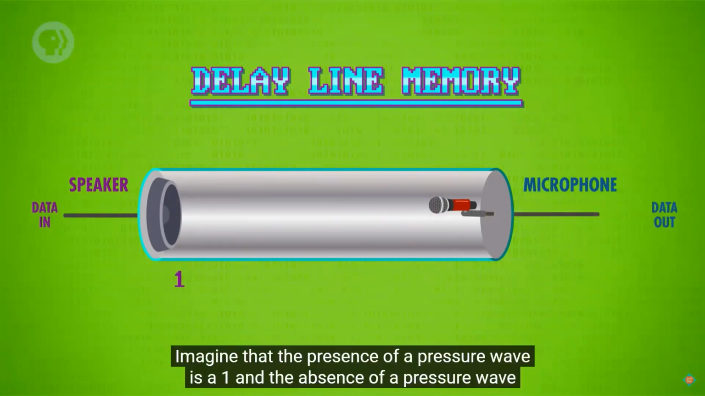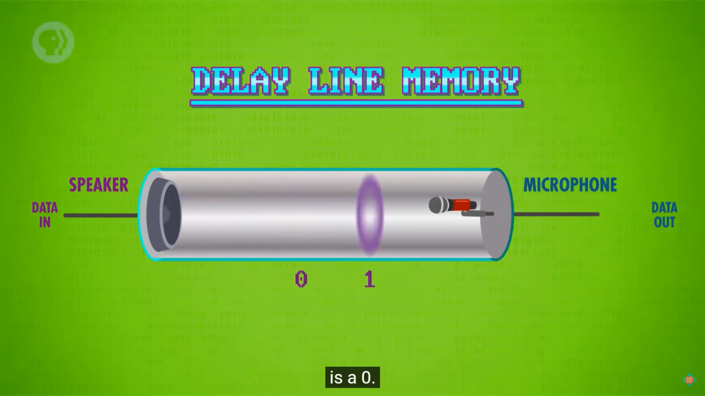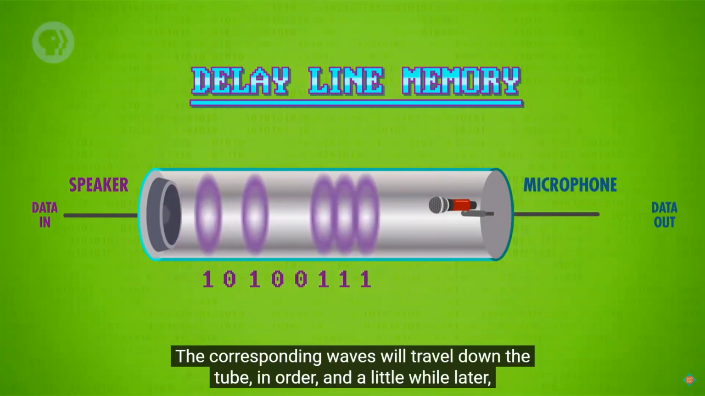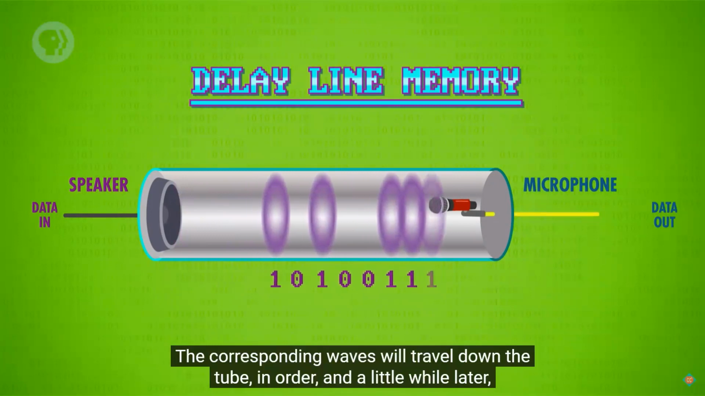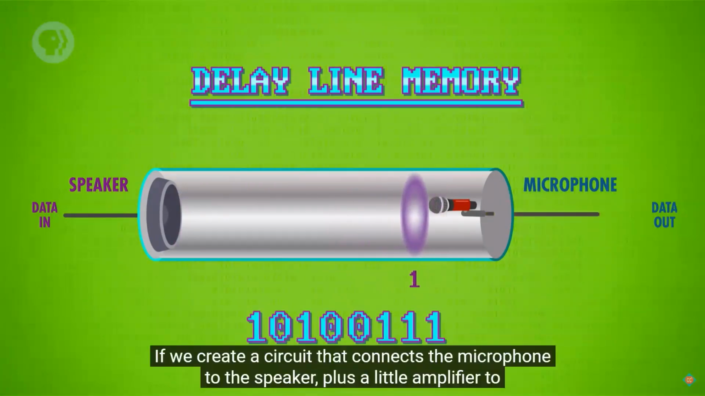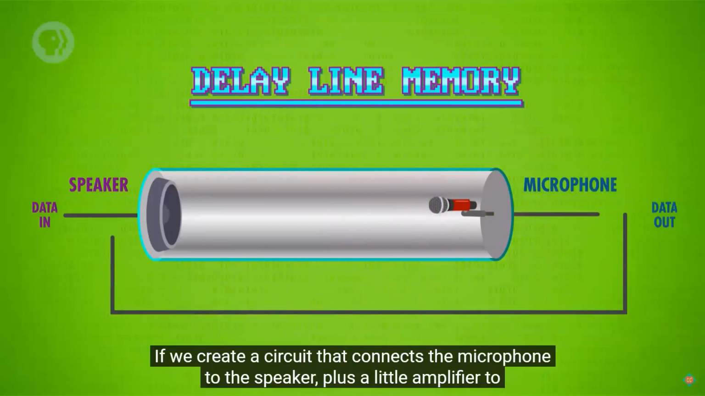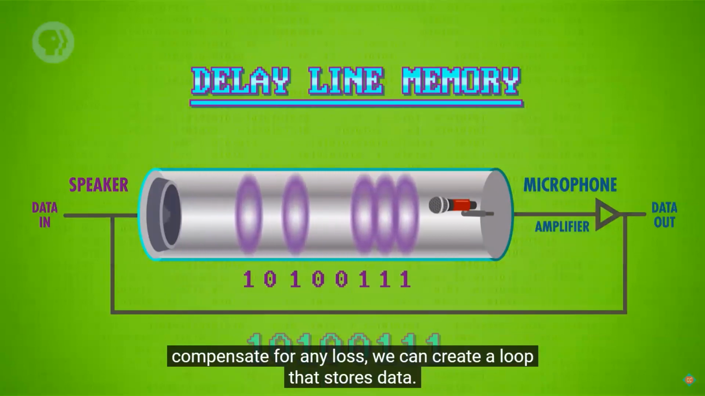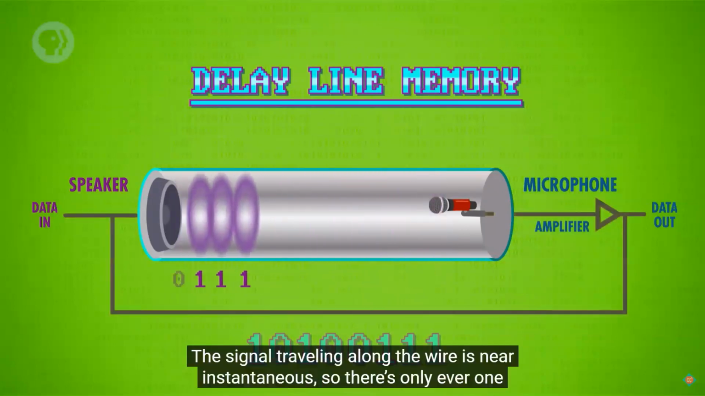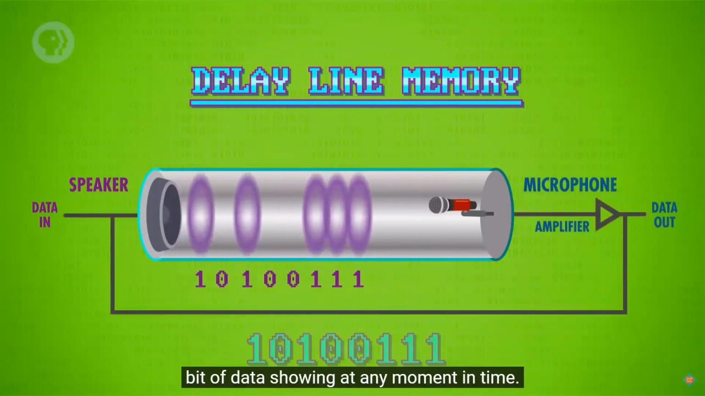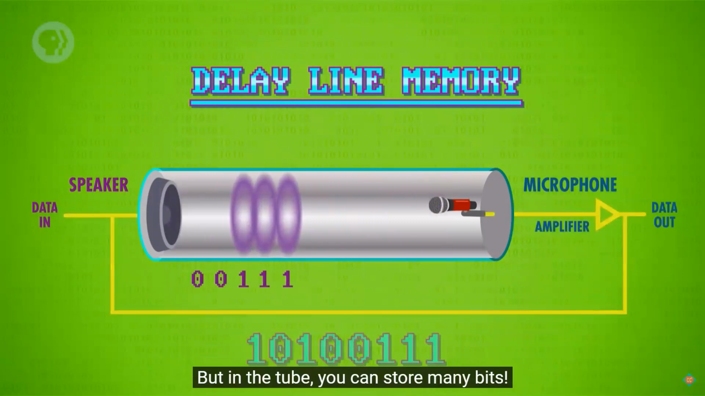Imagine that the presence of a pressure wave is a 1 and the absence of a pressure wave is 0. Our speaker can output a binary sequence like 10100111. The corresponding waves will travel down the tube in order, and a little while later hit the microphone, which converts the signal back into ones and zeros. If we create a circuit that connects the microphone to the speaker, plus a little amplifier to compensate for any loss, we can create a loop that stores data. The signal traveling along the wire is near instantaneous, so there's only ever one bit of data showing at any moment in time. But in the tube, you can store many bits.